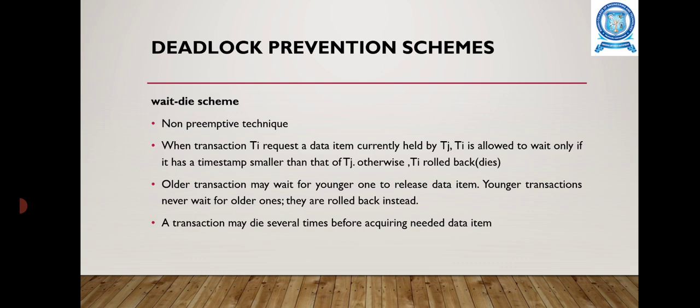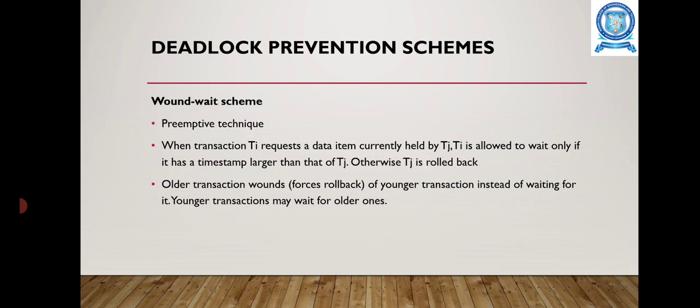Next one is the wound-wait scheme. This is one of the preemptive techniques. When transaction Ti requests a data item currently held by Tj, Ti is allowed to wait only if it has a timestamp larger than that of Tj. Otherwise, Tj is rolled back. An older transaction wounds a younger transaction instead of waiting for it. A younger transaction may wait for older ones.